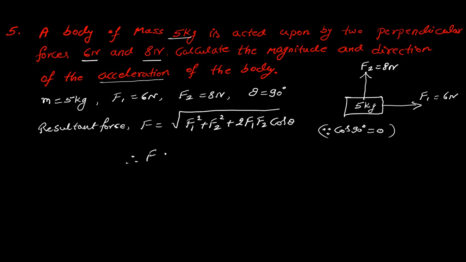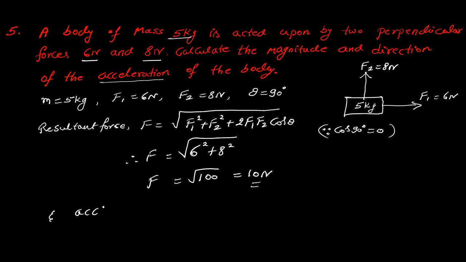Therefore, F is equal to root of 6 squared plus 8 squared, which becomes root 100, equal to 10 Newton. This is the force. Now find the acceleration. The acceleration a is equal to F by m, from Newton's second law, F is equal to ma. We can write 10 divided by 5, the mass is 5 kg. So we get 2 meter per second squared.